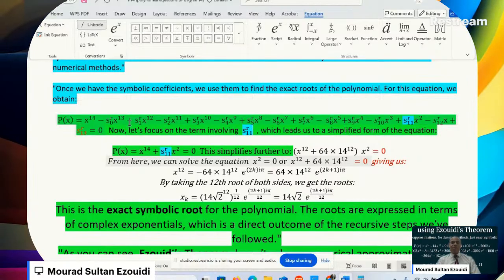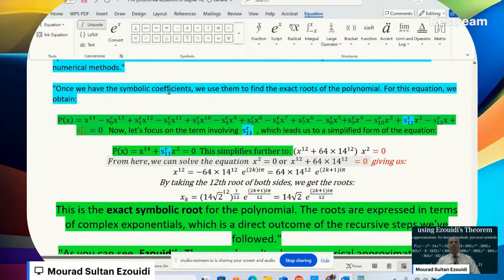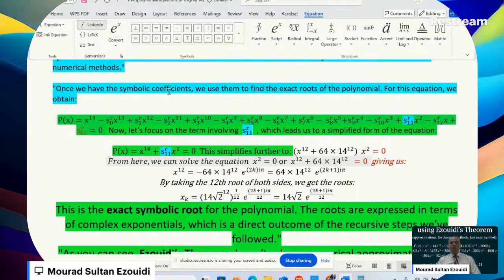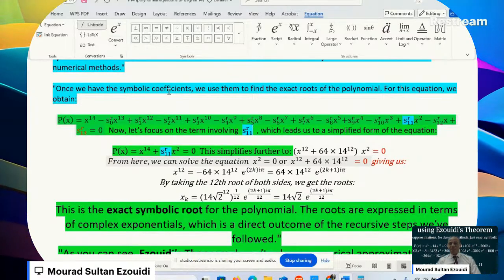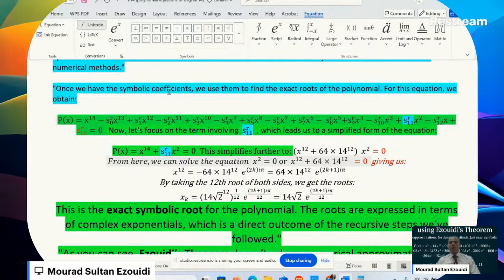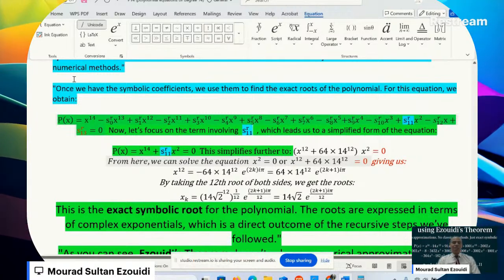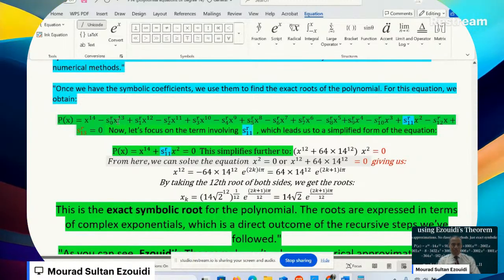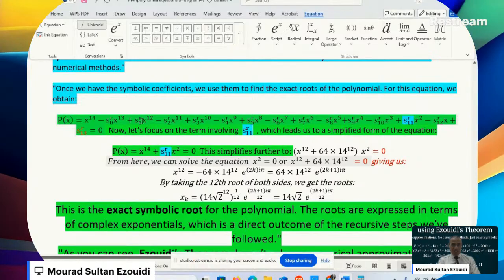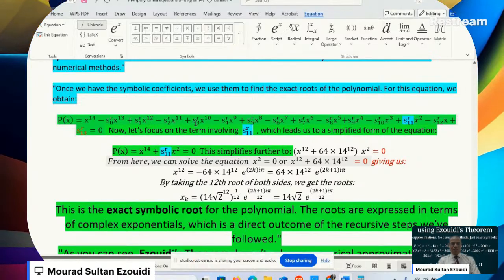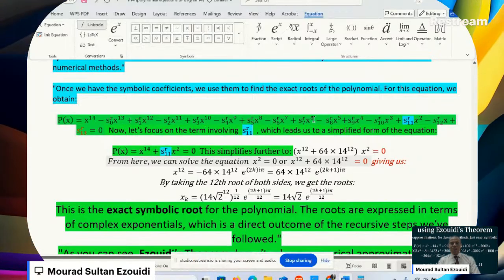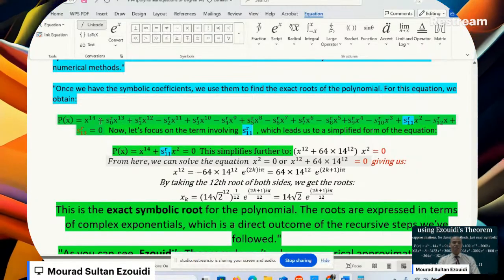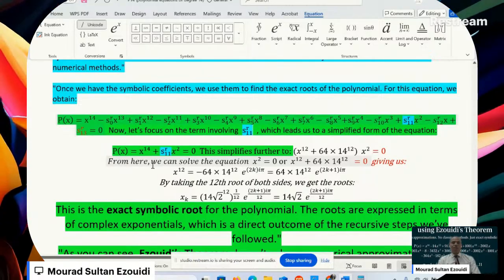So now let's focus on the term S11, which is equal to 64 times 14 raised to the power 12. Let's focus on the term involving S11, which leads us to a simplified form of the equation. P of x equals x to the power 14 plus S11 x squared. Why? Because all the other S subscript k minus 1 are equal to 0. This is cancelled, this is collapsed, this is reduced. I will focus on S11 and the x term with the highest power.